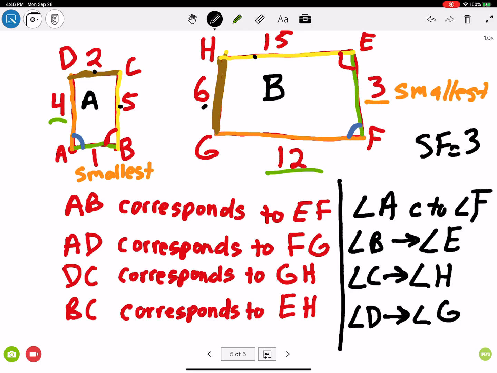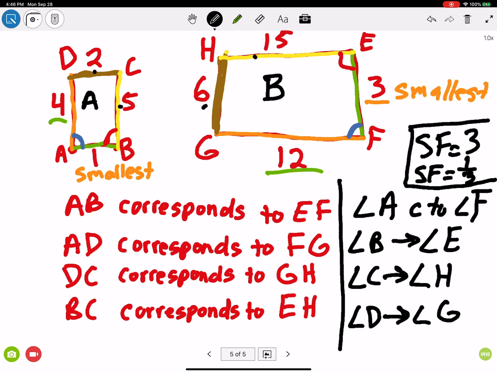What if I went from B to A? Now what's my scale factor? If you say divide by 3, what do you actually mean? What are you multiplying by? Good. 1/3. Okay, so those are my scale factors of my sides.